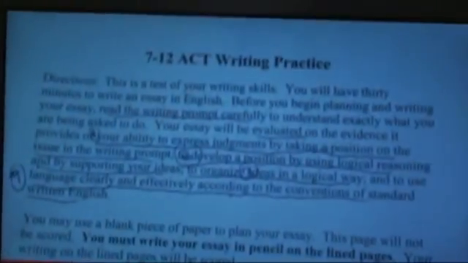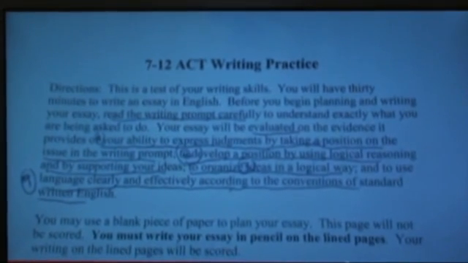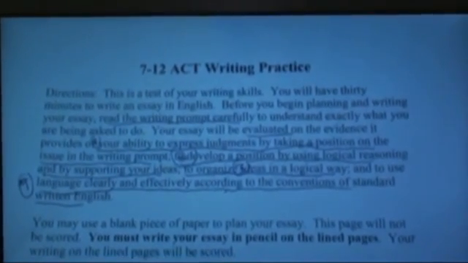I had this year a girl who was like, well, I don't care which way it goes. It doesn't matter to me. I said, well, that's fine. You're not being judged on what your opinion is. What are you being judged on? And so we go back to what we're being evaluated on. We're being evaluated on your ability to express judgments by taking a position on the issue in the writing prompt.